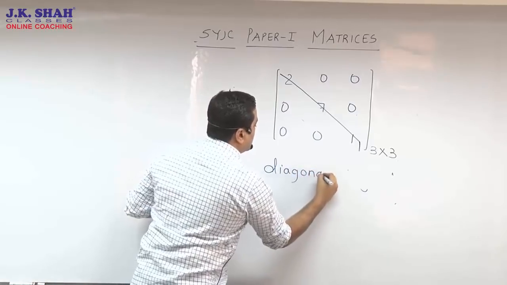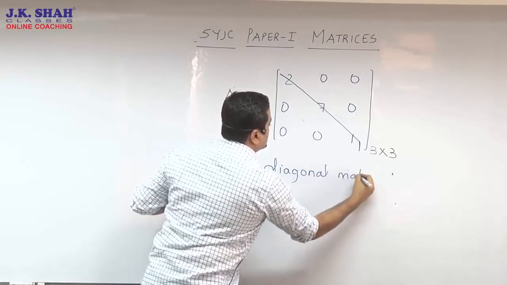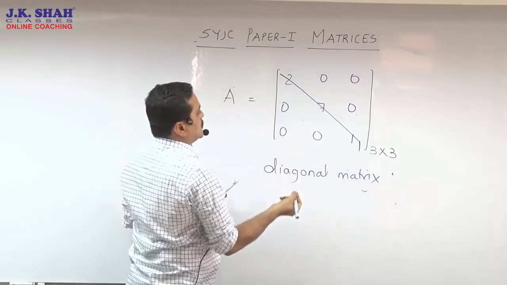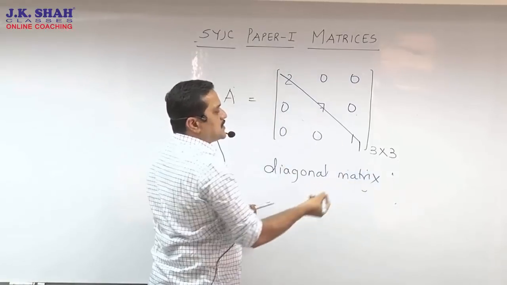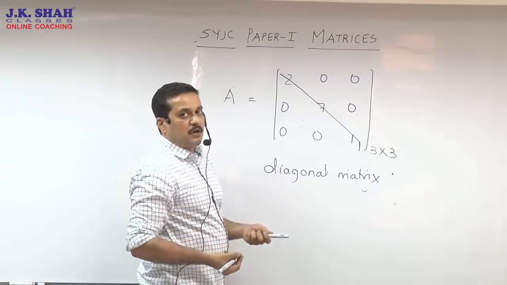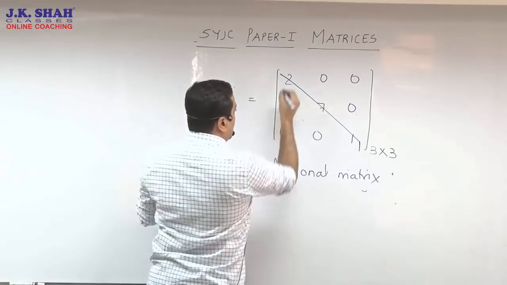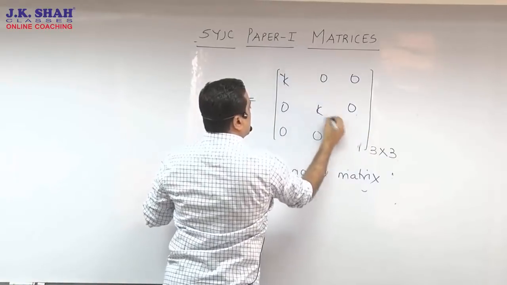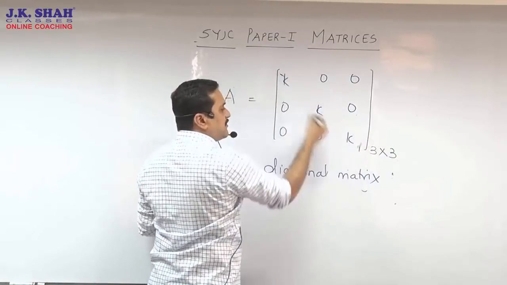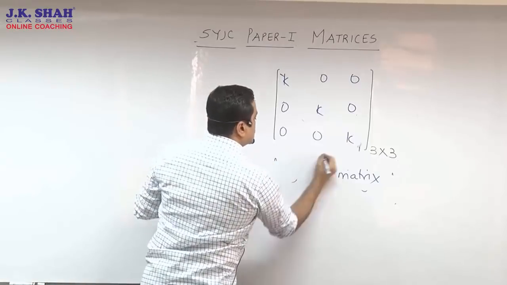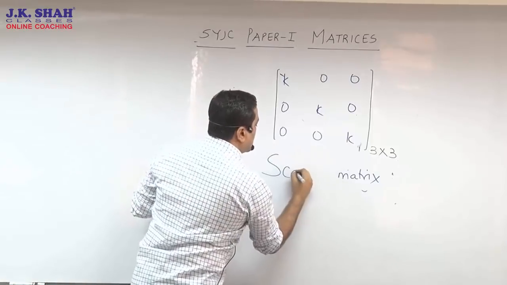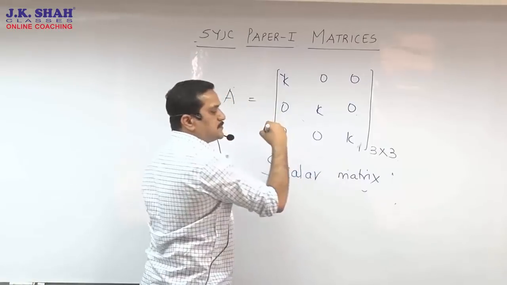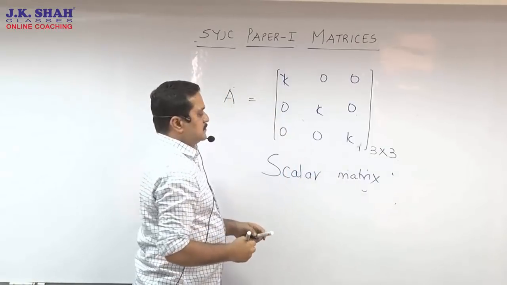It is easy to remember. When you see such a matrix, you will see that the matrix contains only the diagonal. So the matrix has to be called a diagonal matrix. Now, if all the diagonal elements are equal, let us say k, k, k, for example 2, 2, 2 or 5, 5, 5, then such a matrix is called a scalar matrix. Remember this, questions come from this.